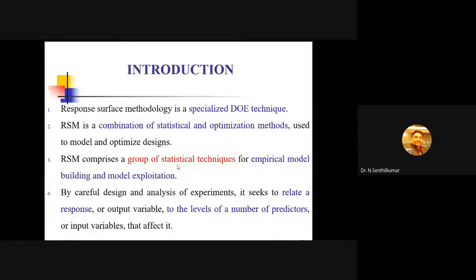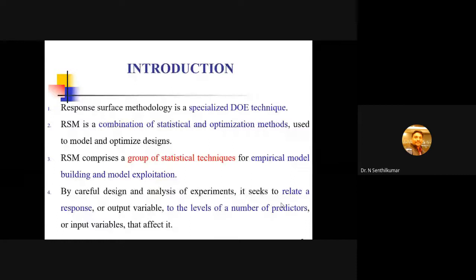So this response surface methodology, normally we call it RSM, is a specialized DOE technique because it combines both statistical as well as optimization methods. That is, the statistical way of analyzing things along with multi-objective optimization. This Design Expert software is specifically useful in multi-objective optimization by using the desirability approach, that is, what we obtained with the ramp plot and all.